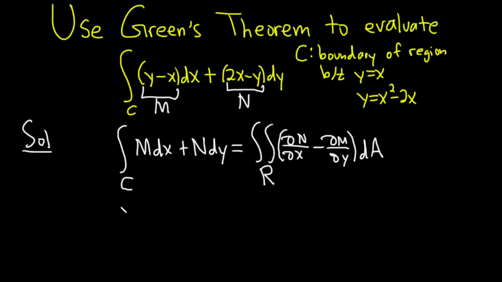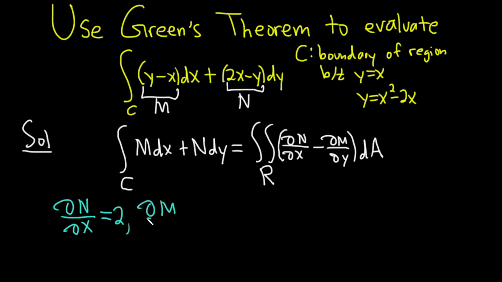And so we need del N del x. That's going to be 2, right? Because the derivative of y is 0, since we're finding a partial with respect to x. The derivative of x is 1, so we just get 2 times 1, so we get 2. Good stuff. Now we need del M del y.